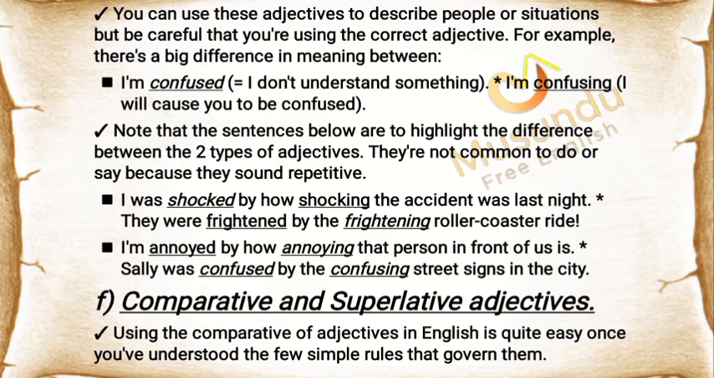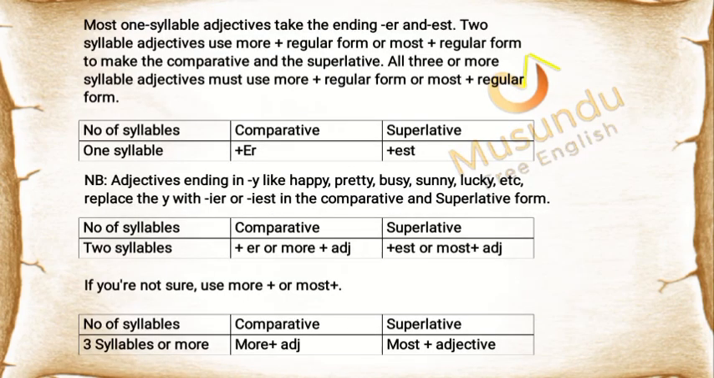Comparative and superlative adjectives. Using the comparative of adjectives in English is quite easy once you've understood the few simple rules that govern them. Most one-syllable adjectives take the ending -er and -est. Two-syllable adjectives use more plus the regular form, or most plus the regular form, to make the comparative and the superlative. All adjectives of three or more syllables must use more plus the regular form or most plus the regular form.